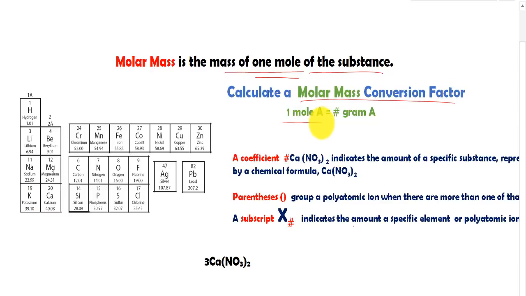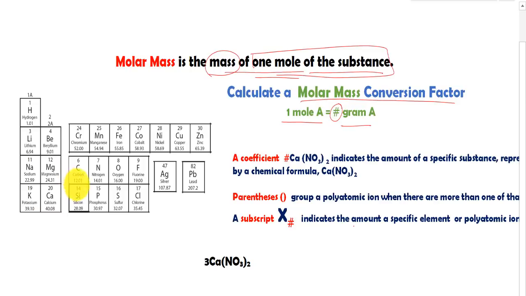Here, I have 1 mole of a substance coming from this part right there. Then I have the number of mass, which is measured in grams. So I have 1 mole of A equal to the number of grams of A. But where do I get the number of grams from? And the beautiful part is that you can actually use the periodic table to get that number of grams.